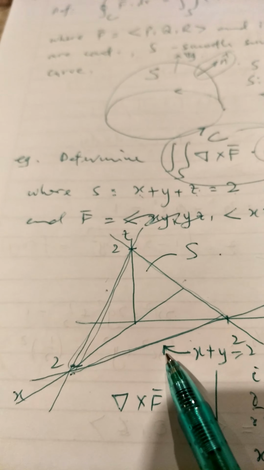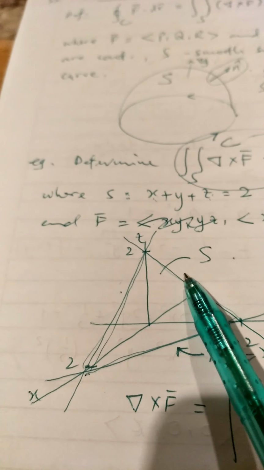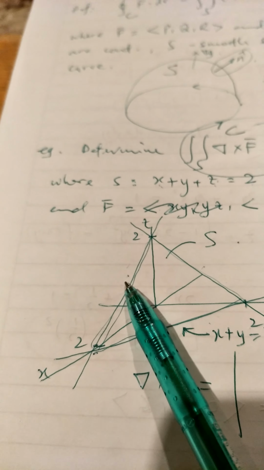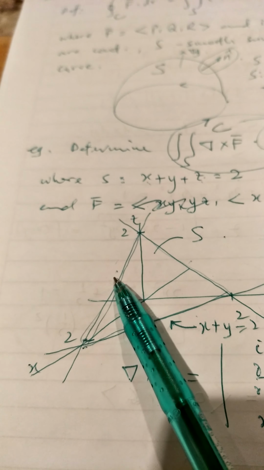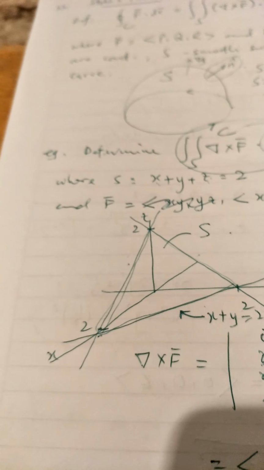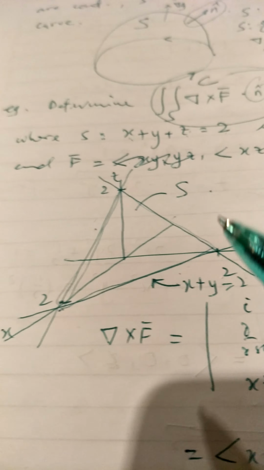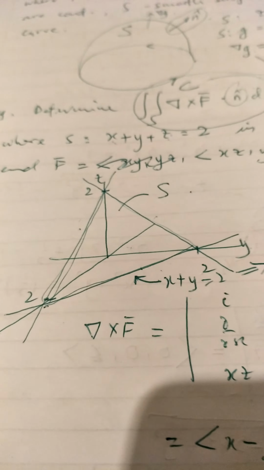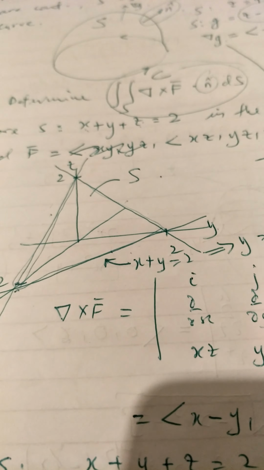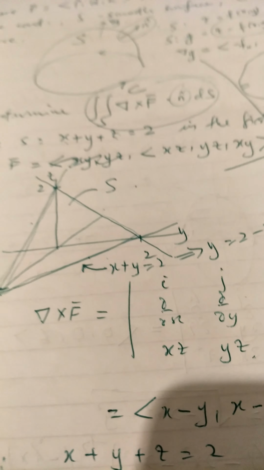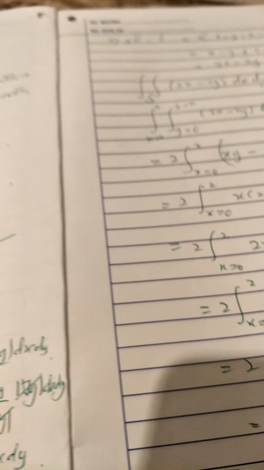Okay, so you need to consider this as C1, that as C2, and that as C3. And you need to find what r is. It's not difficult. You can do that. Once you find what r is, then you can find this. All right, so that's the first example.